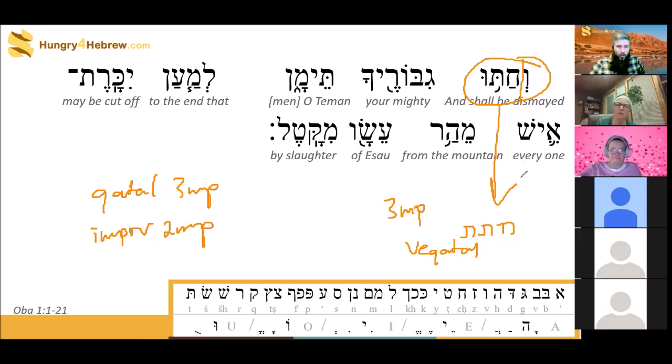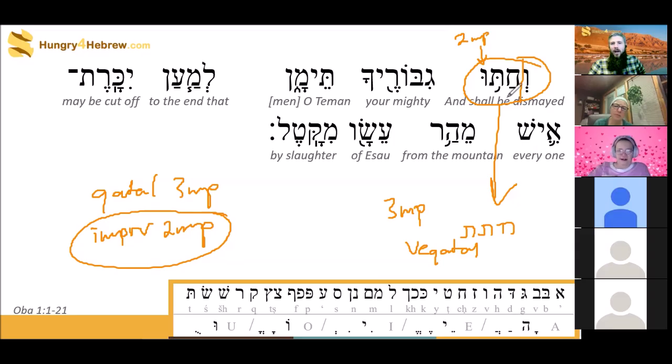But let's do a thought experiment here for a second. Suppose this is an imperative oo. What would the root then be? You see what I'm asking? Let's assume for a second that it is an imperative. It's not, but let's assume it is. So the oo here is telling us that it's an imperative 2MP. Then how would we parse out the rest of the word? In what binyan, in what form is there an imperative that has a patach right here?